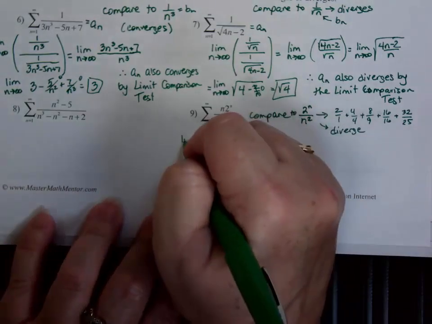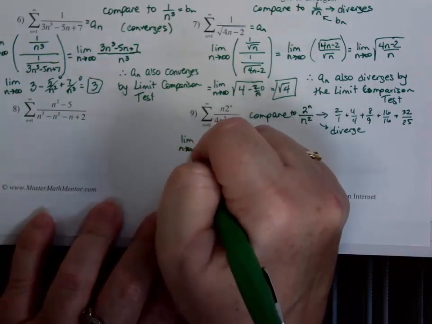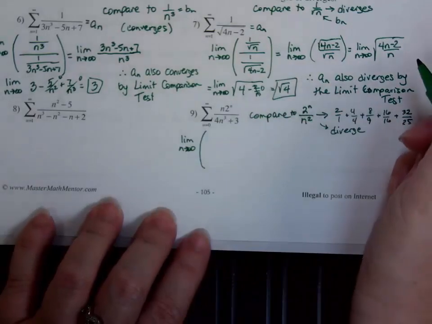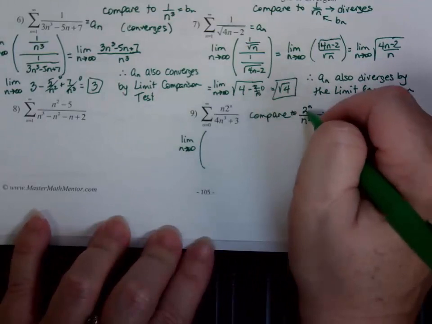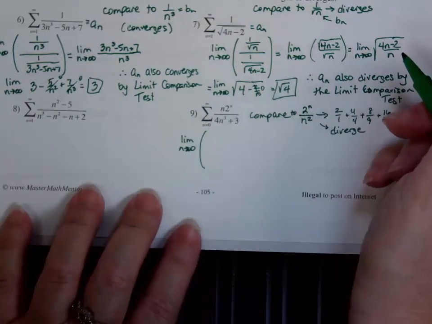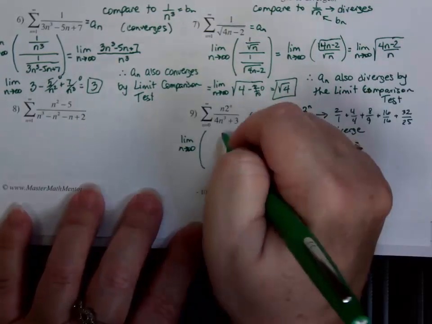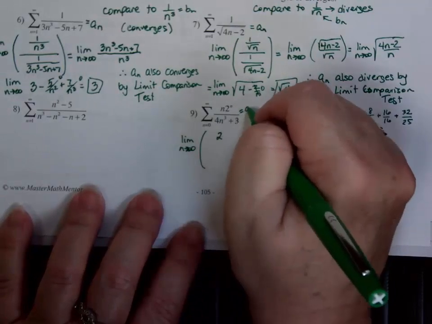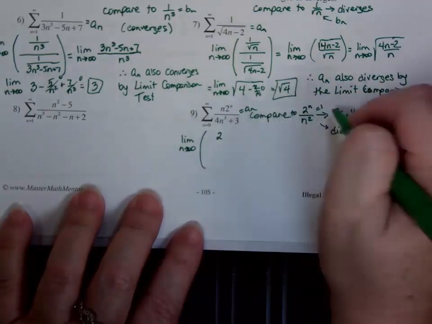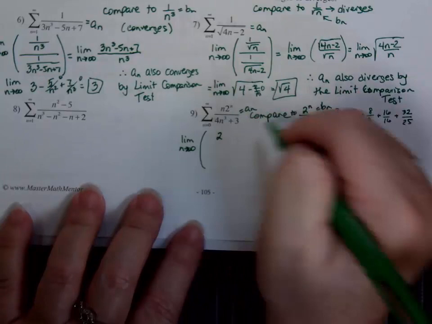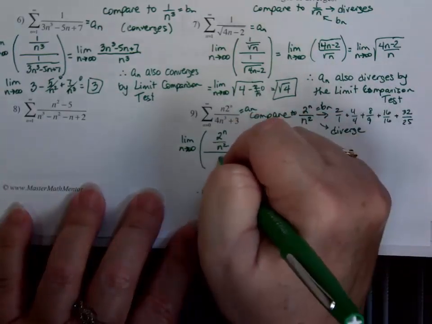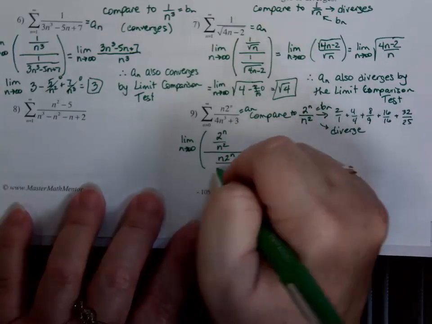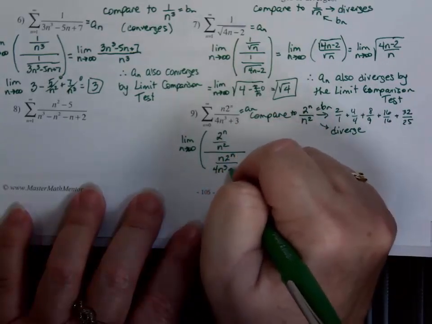We're going to do limit n approaches infinity of, now who's the ugly one? The ugly one's this one. This is the simple one. So in this case, we do want the 2 to the n. Oh, I forgot to label them. This is a of n, this is b of n. I want 2 to the n over n squared over the other one, n 2 to the n over 4n cubed plus 3.